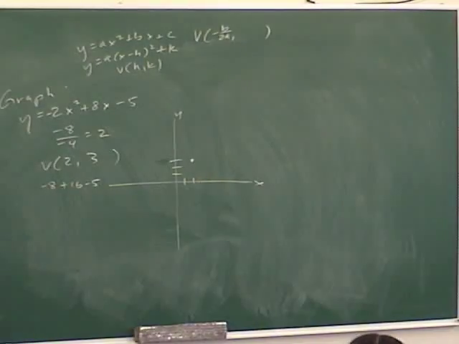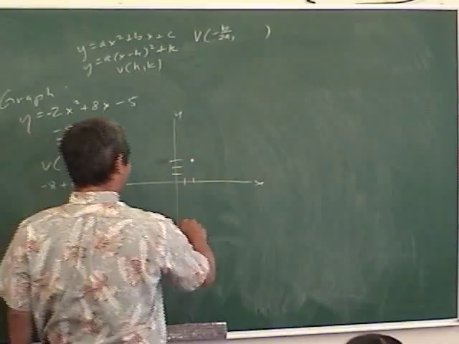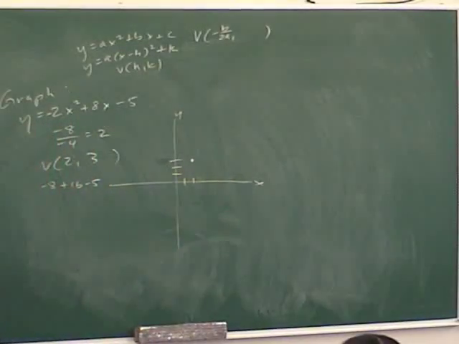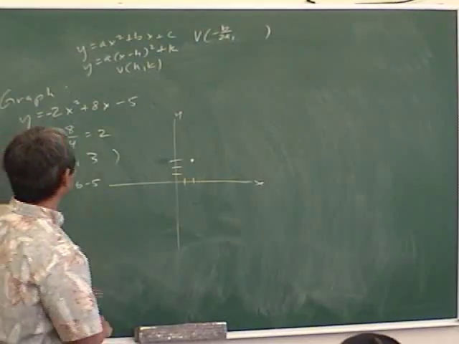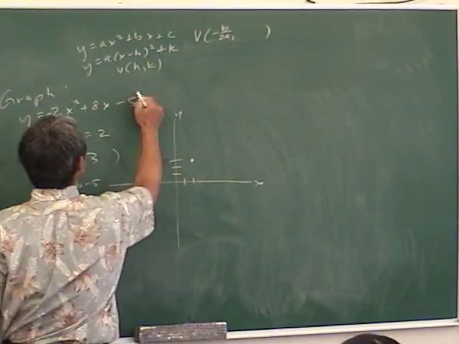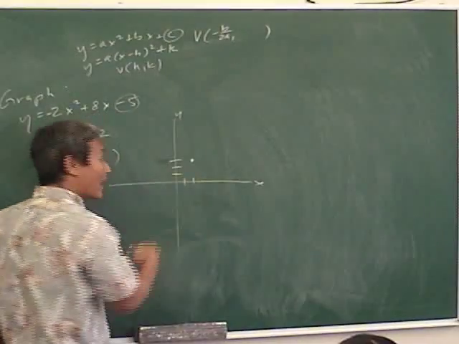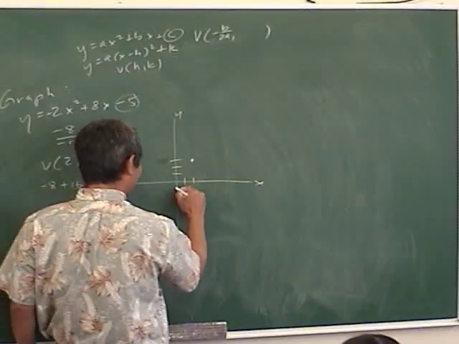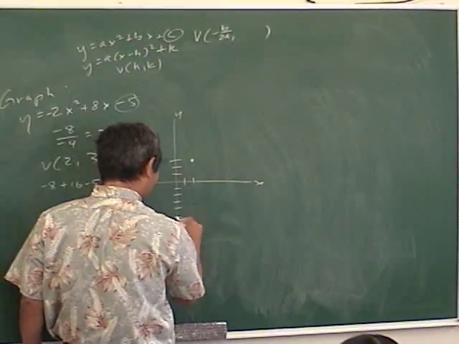Which way does this parabola open? Up or down? It opens down. So can I just plot the vertex and do this? No, that's not good enough. You got to be a little bit more accurate than that. What's another fast point that you can plot? The y-intercept, right? When x is 0. What is the y-intercept? Negative 5. This number here is the y-intercept, because if you plug in 0 for x, that's what you get.